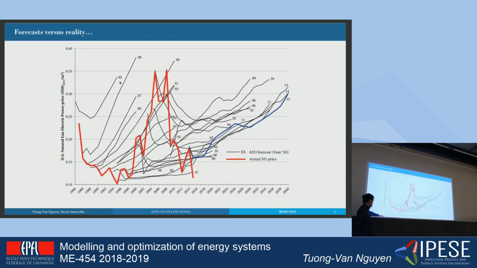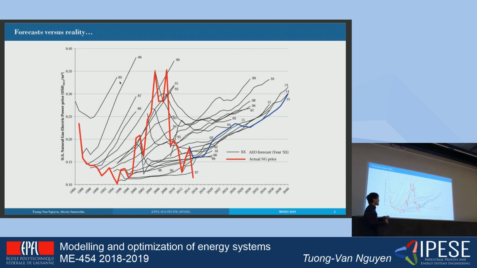If you take a look at this graph, you have the time at the bottom, from 1984 to 2040, and you have the natural gas price in dollars per cubic meter over the last years. Every curve corresponds to a different forecast for the natural gas price. For example, you can see that the forecast for 85 was that it will go down until 88, and then it will go up. And every year you have a different forecast of the natural gas price.